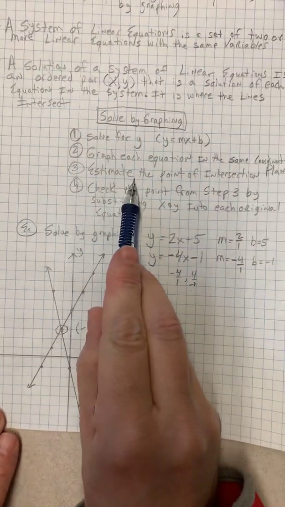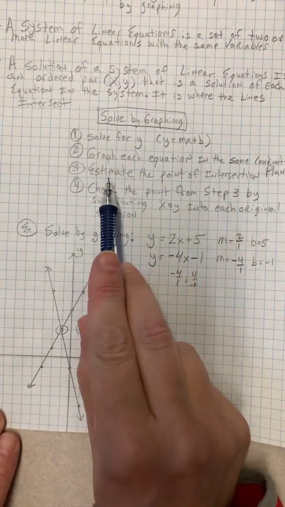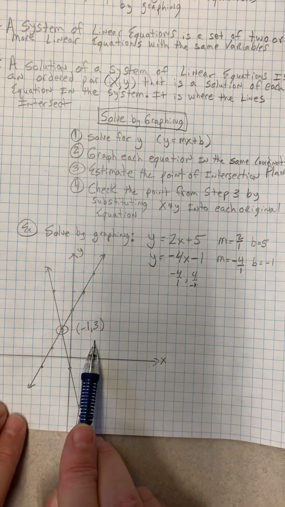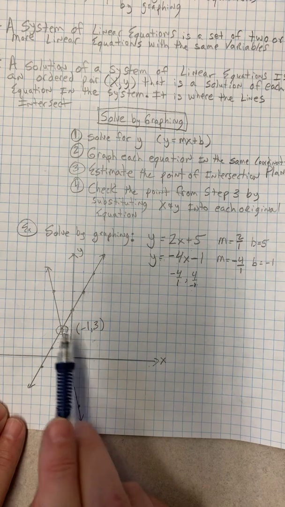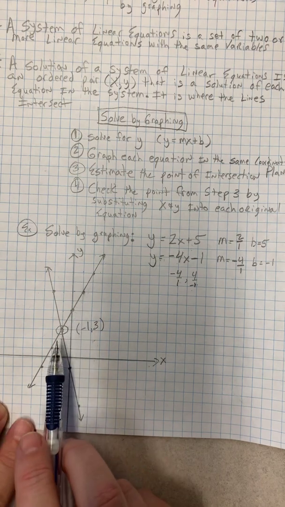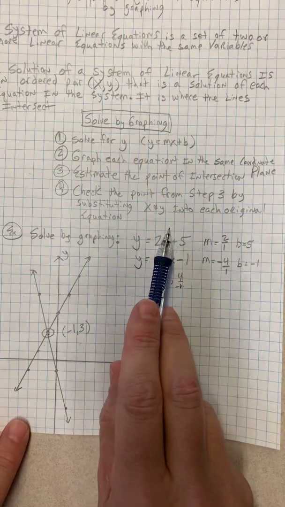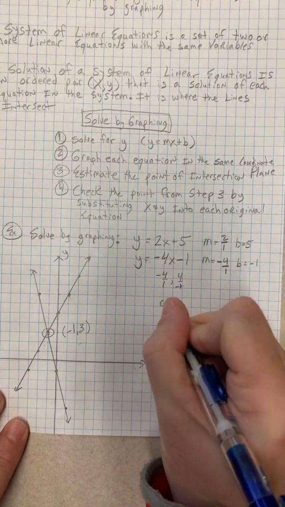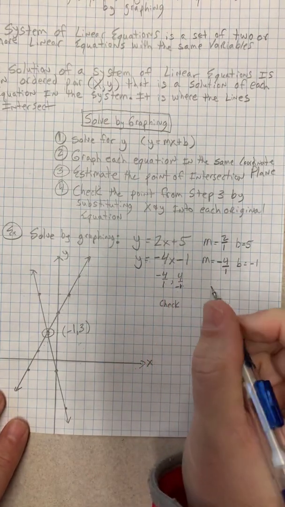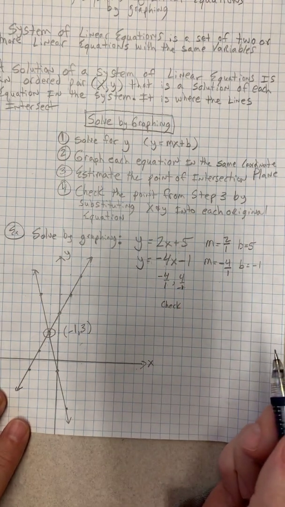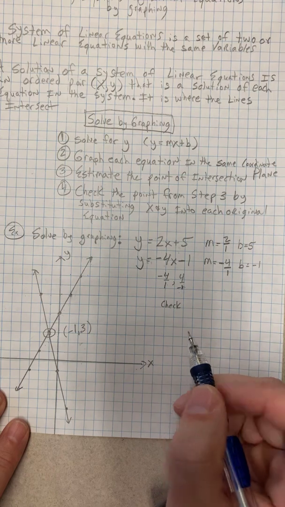That is step 3. I just estimated the point of intersection. And I've got it. And I'm pretty sure on that one because I was really accurate. But I can't be positive. You are always going to have to show step 4, which is your check. And to check, we check just like we check any equation, except now we've got 2 variables, an x and a y.